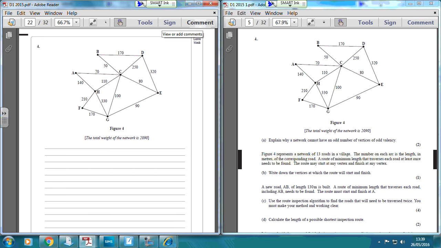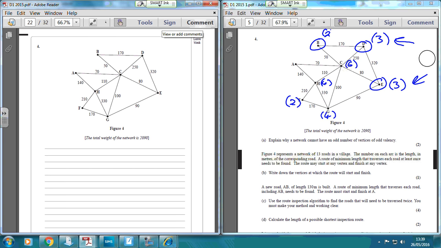So what we need to do is have a look at the valency of all of these. Here, that one is going to be even. That's 2. This one here is 3, that's got 3 arcs going into it. 1, 2, 3, 4 for that one. This one's got 2 going into it. This one 1, 2, 3, 4, 5, 6. So we've got 2 vertices there that have got an odd valency, so an odd number of arcs going into it.